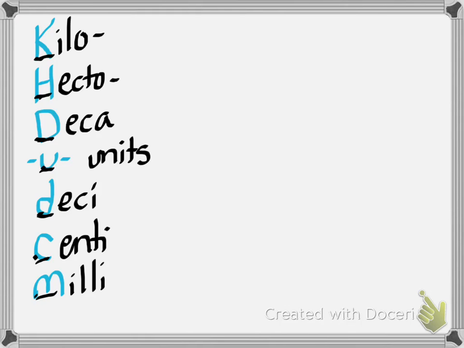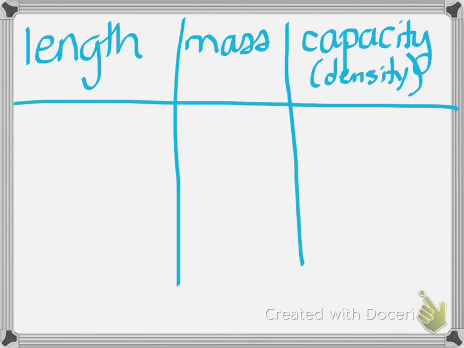And I usually, when I'm trying to remember it, go down K, H, D, U, D, C, M, and then milli, centi, deci, deca, hecto, kilo. For whatever reason, it's easier for me to remember the actual prefixes going from the bottom up. But we'll talk about what works for you tomorrow in class.